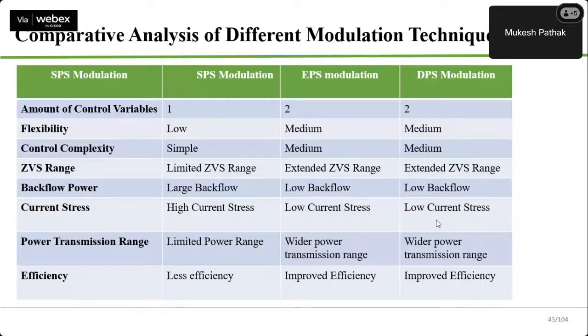So this is the comparative analysis of different modulation techniques. Complexity is more in EPS and dual phase shift. ZVS range is limited in the first case, SPS, and it is extended in the other two cases. Backflow power is large in the first case, small in the other two cases. Similarly, there is high current stress in the first case and low in the other two cases. Efficiency is reduced with that, while in the next two cases it is high.